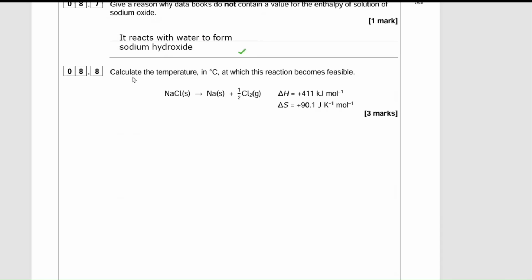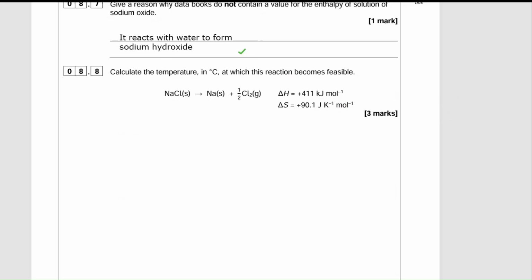Now we get to calculate the temperature in degrees at which this reaction becomes feasible. It's the last part of the question. We just have to calculate the temperature at which this becomes feasible. So why don't you grab your calculator, pen and paper and have a go at this one? Or I'm going to go through it.